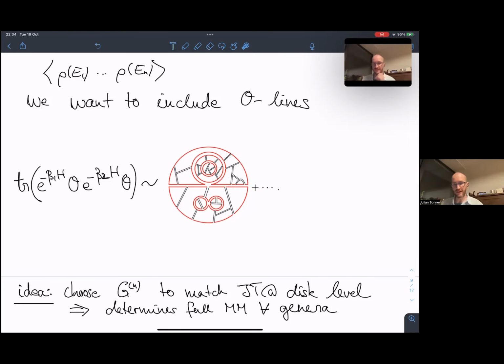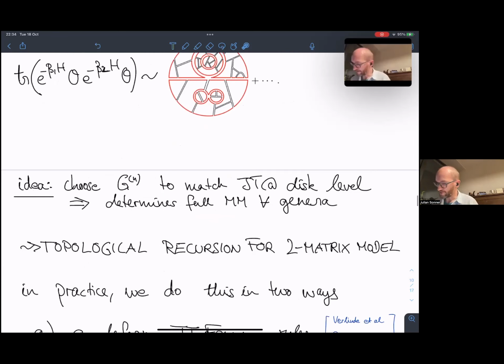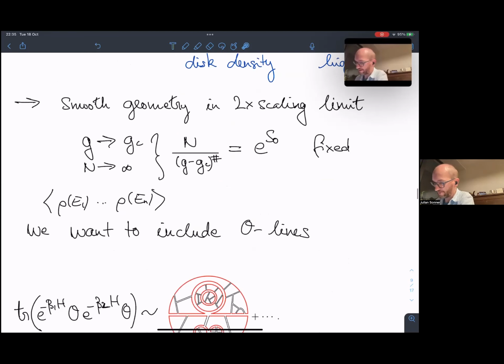So the idea is that we start with this ETH matrix model, and we choose these functions Gn to match the classical gravity at the disk level. So we basically take results that are known about JT in the semi-classical limit, and we match it to our matrix model at the disk level.